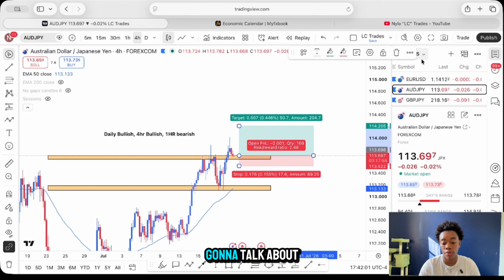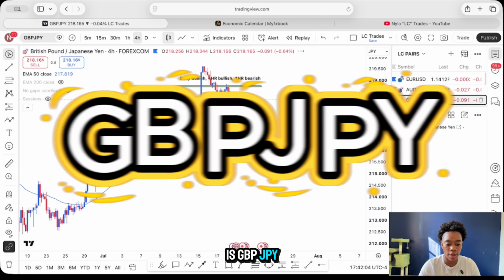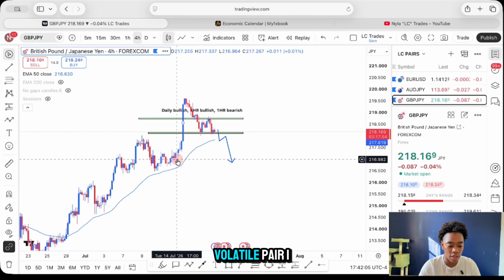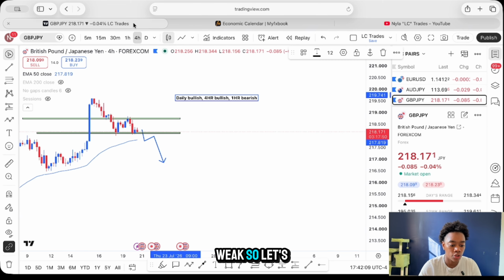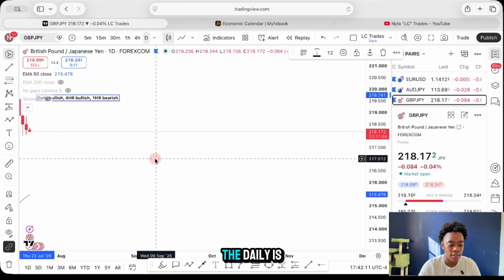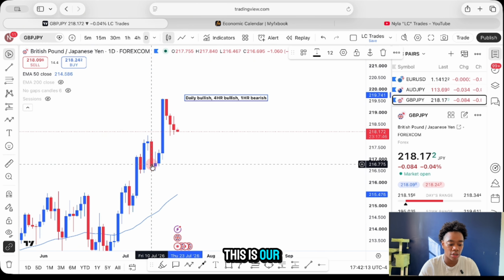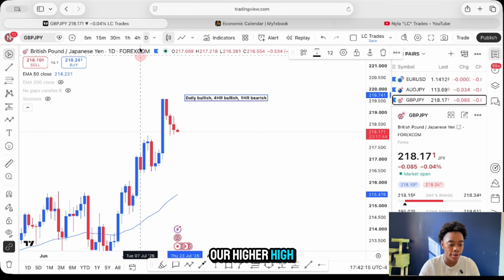And then the last pair I'm going to talk about is GBPJPY. A very, very volatile pair, I might say. Not for the week. So let's break it down first. The daily is going to be bullish. This is our higher low right here. This is our higher high.